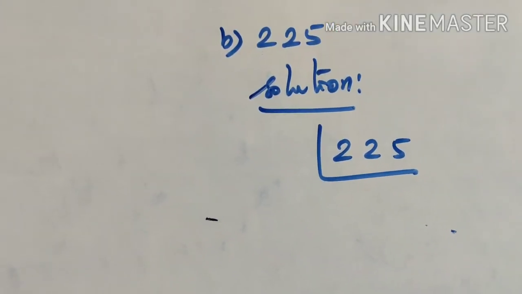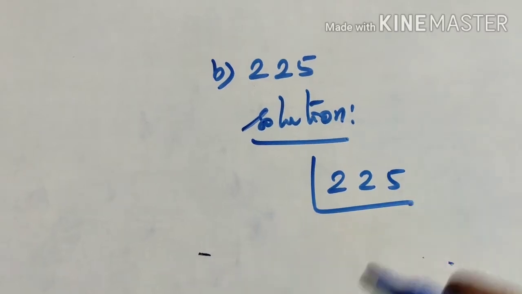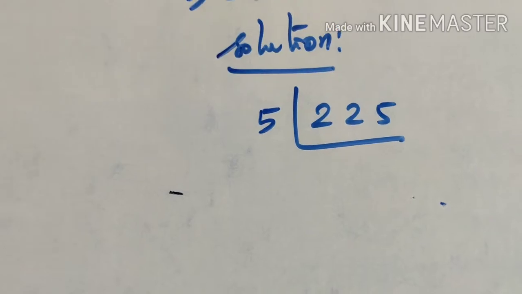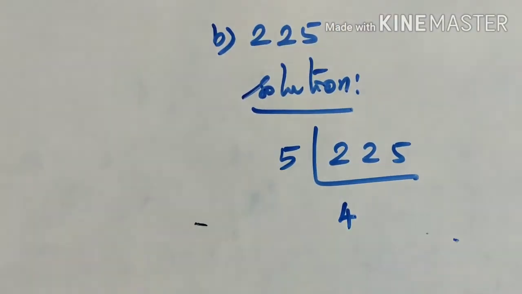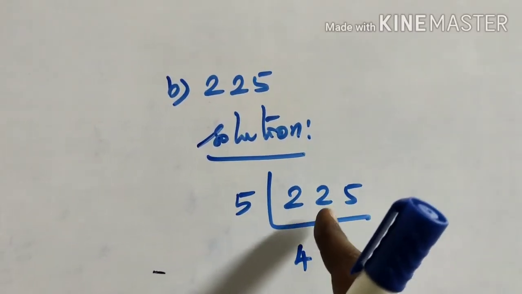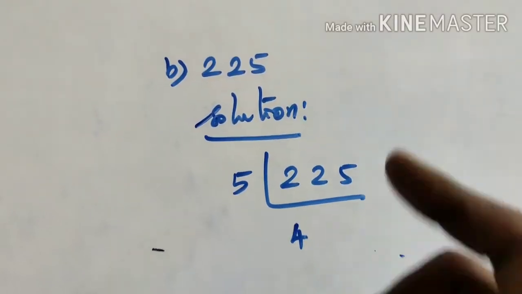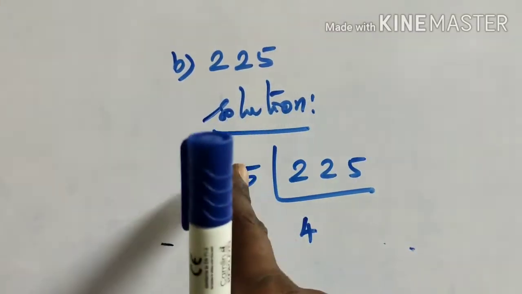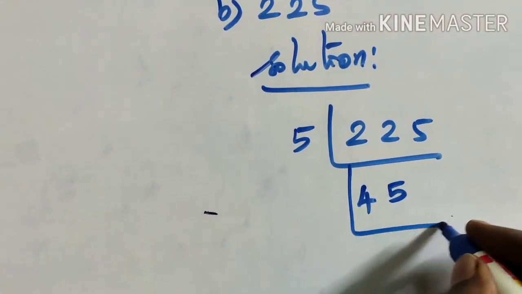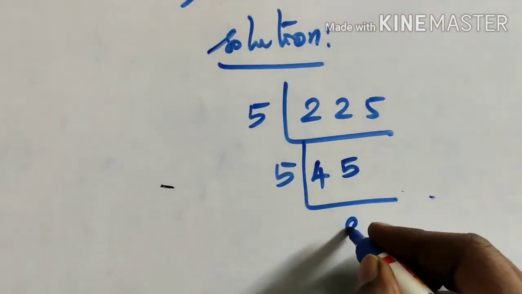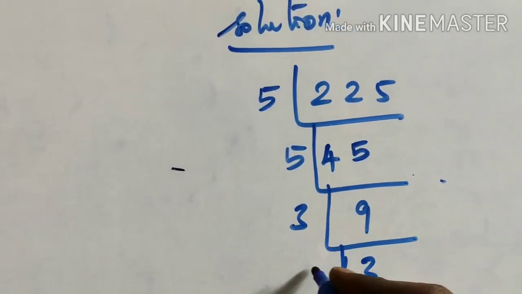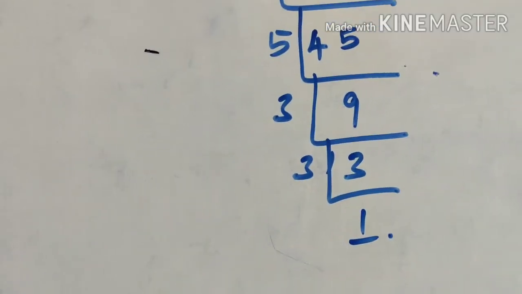Now 225, we are going to do prime factorization for 225. 225 can be divided by 5. How many times? In 22, 4 times. Remainder is 2. That is 4 5s are 20. 22 minus 20, 2. Remainder is 2. The next number is 5. So 25. In 25, how many 5s are there? 5. Okay. Next, again you can divide by 5. 5 9s are 45. 9 can be divided by 3. 3 3s are 9. 3 can be divided again by 3. 3 1s are 3. Okay.